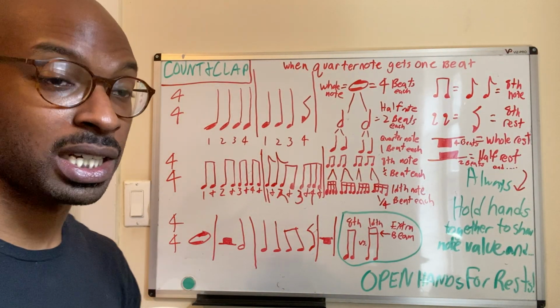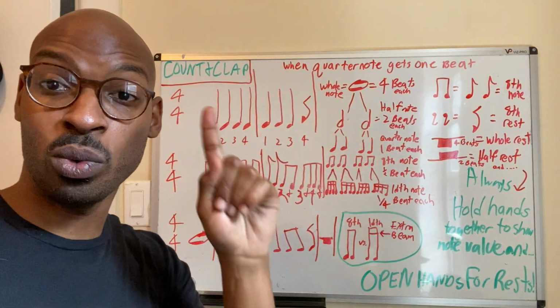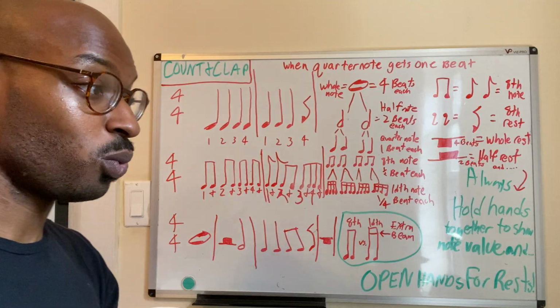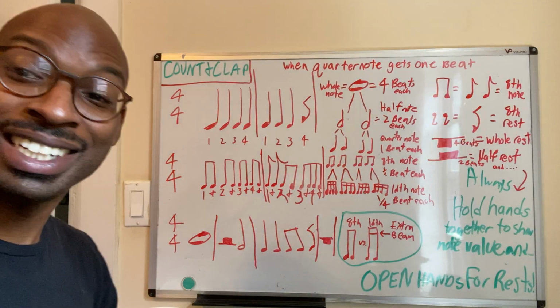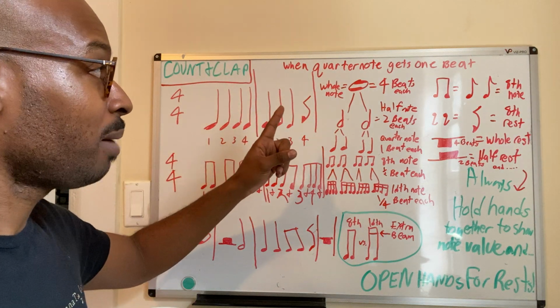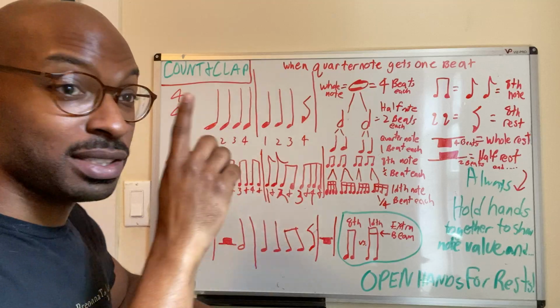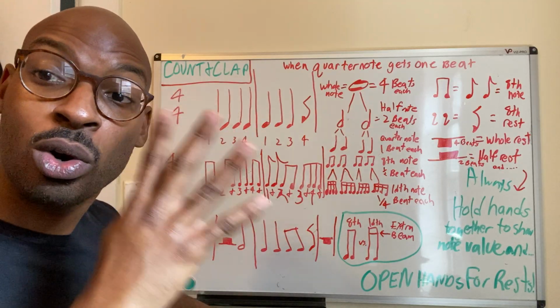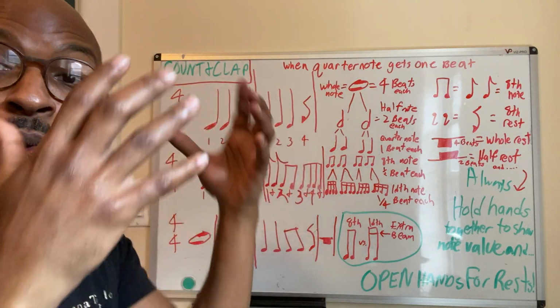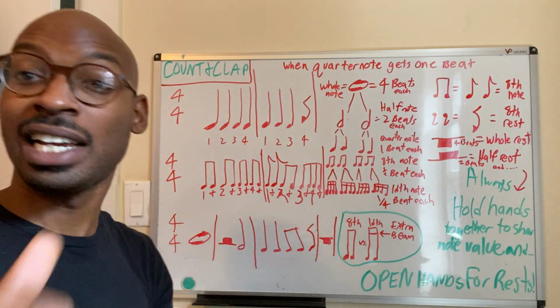So in 4/4 time, that means there are 4 beats in one measure. So one measure has 4 beats. Now, in 4/4 time, there will be a quarter note that gets one beat. Therefore, 4 quarter notes equal one full measure in 4/4 time. Now, I'll say that again slower.